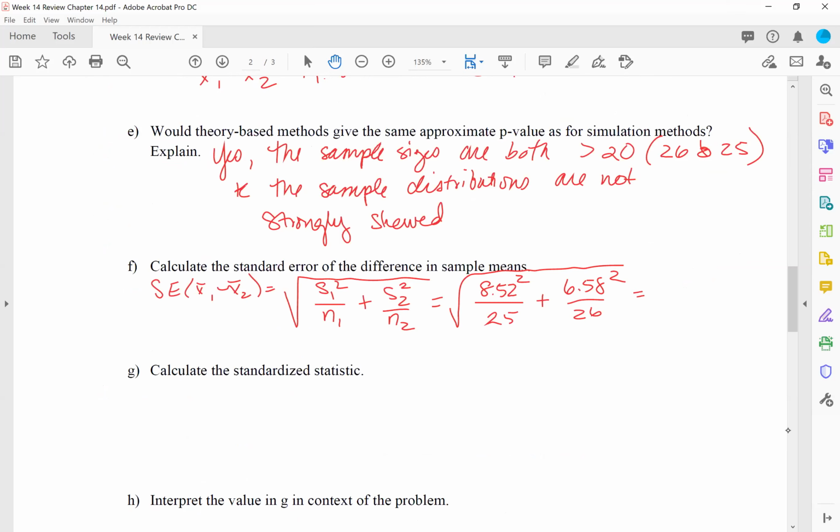And that's probably one of the most common, there's two common errors that happen. One, students forget to square the sample standard deviations, and then they forget to take the square root. So this would be a sample standard error for the difference in sample means of 2.137.